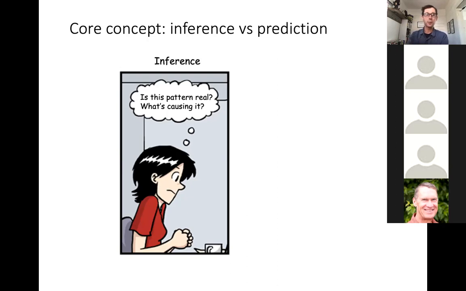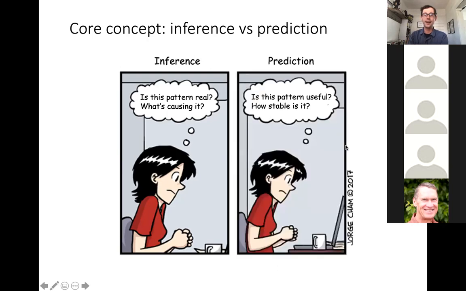But when we're making spatial prediction, our emphasis is actually a little bit different. And it's more about, is this pattern useful? Does it allow us to make successful predictions? And how stable is that relationship over space and through time?